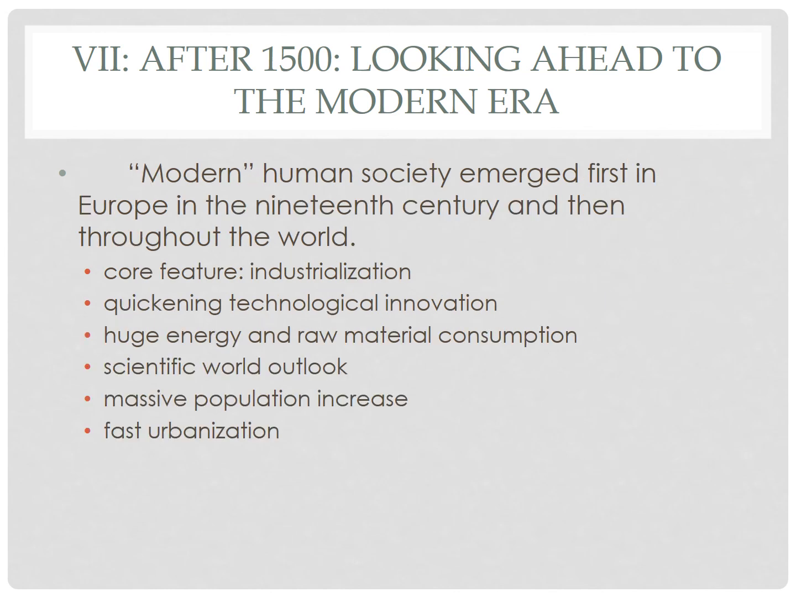So when you take a class that's any kind of world history or European history, whatever kind of history from 1500 on, it's usually referred to as modern. And this is why. Modern, as we call it, human society emerged first in Europe in the 19th century and then throughout the world. The core feature is going to be industrialization, which includes a quickening technological innovation, huge energy and raw material consumption, which is going to be driving that need for overseas empire, a scientific world outlook, and a massive population increase coupled with fast urbanization, which is the rapid growth of cities.